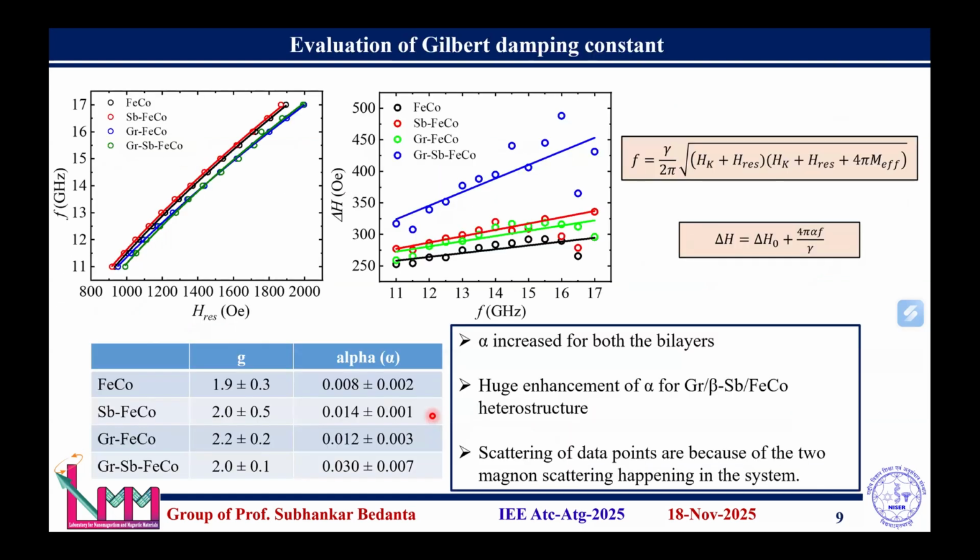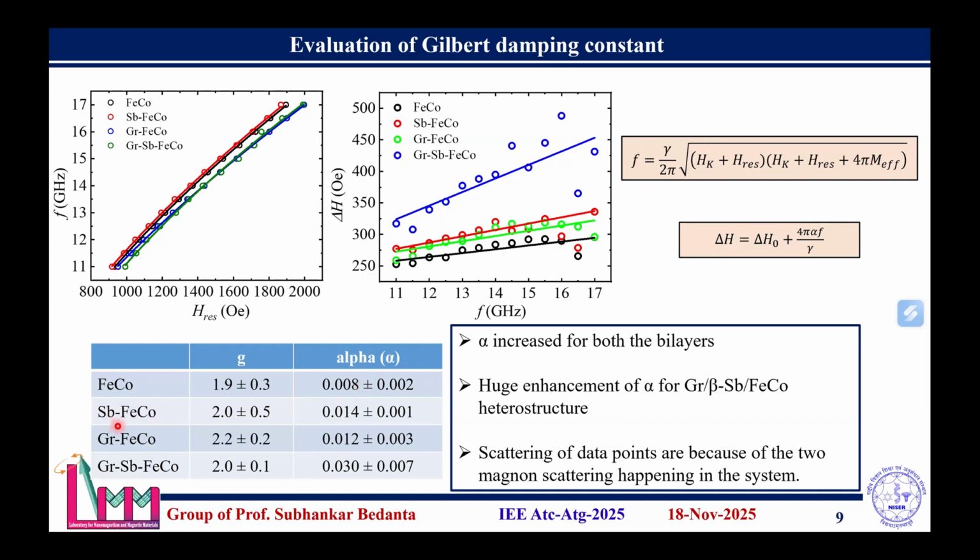So we have performed FMR, and in this plot we have shown the frequency versus H resonance plot, which follows this Kittel equation, and by fitting with this equation we extract the parameter gamma and use this gamma in the second equation, which relates the line width to frequency to extract the Gilbert damping constant alpha. So in this table we have listed the Gilbert damping parameter for all the films, and we can see that for FeCo films the Gilbert damping constant is 0.008, which is quite similar to the values reported in literature.